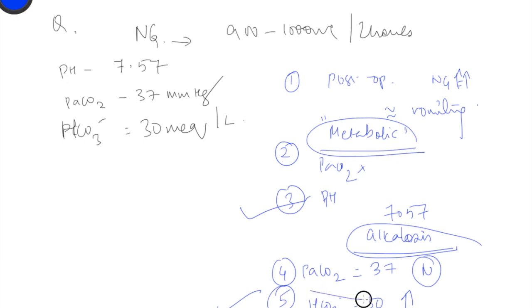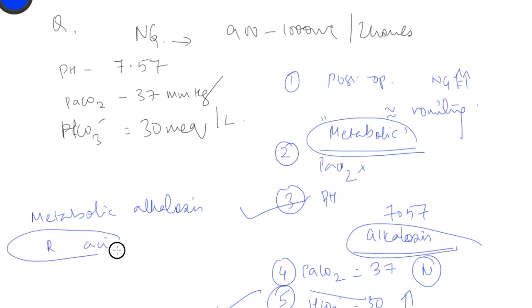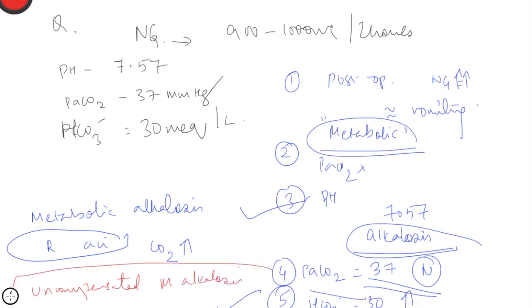Now look at the compensation. So metabolic alkalosis. What should be the compensation for this? The compensation should be respiratory acidosis, correct? Respiratory acidosis means the CO2 should increase. Now what has happened to our CO2? CO2 is normal, it is not increased, so it is uncompensated. As simple as that. It is uncompensated metabolic alkalosis. Okay, that's it.